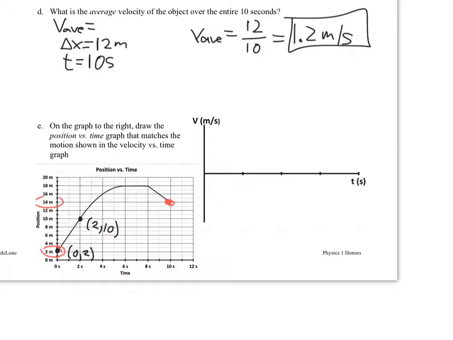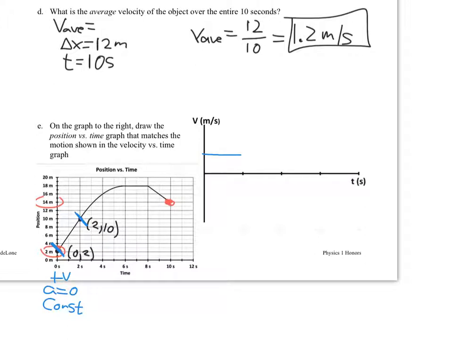All right, for the last part, we need to draw the velocity versus time graph that matches the given position versus time graph. So I'm going to take my graph, I just moved it on down here, same graph from above, and I'm going to break it up into pieces. For this first piece, what I see here is I have a constant positive velocity, so positive velocity, 0 acceleration, therefore it's constant. And I want to draw that on my velocity versus time graph. That's just going to be a horizontal line above the axis, constant positive velocity.